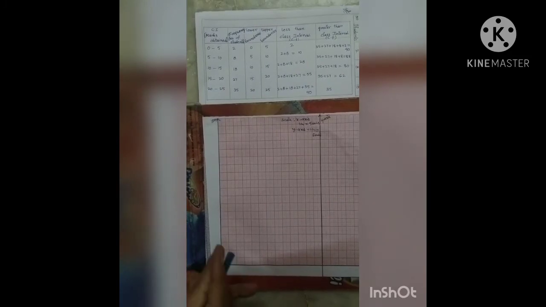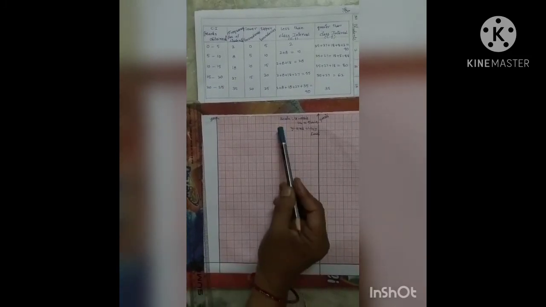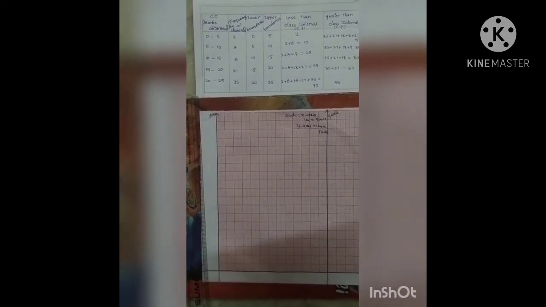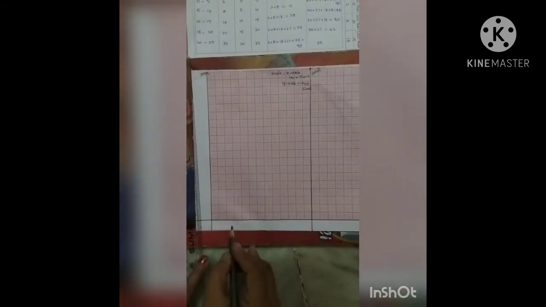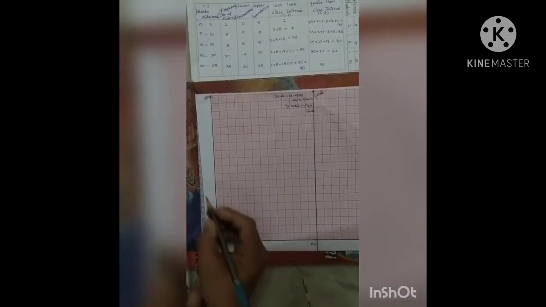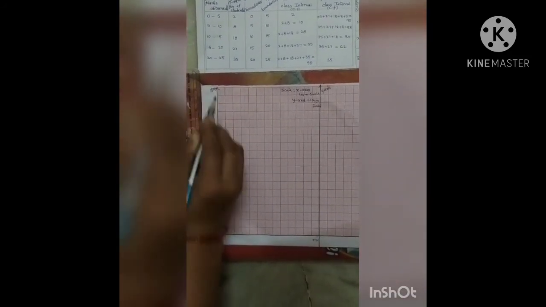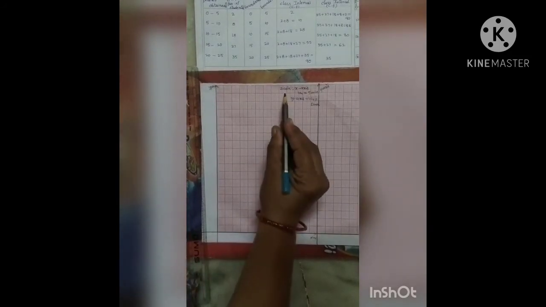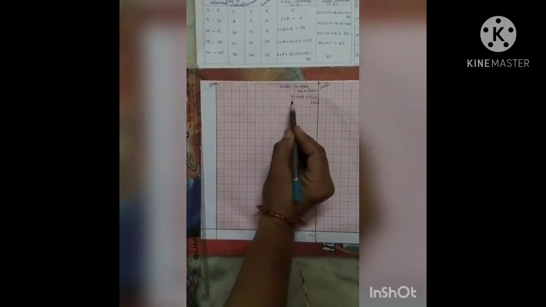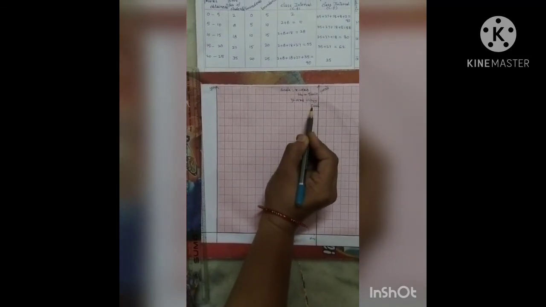Okay children, so in this graph we have to take the x-axis and y-axis. It is the x-axis and it is the y-axis. So here children, first we have to write the scale. X-axis 1 centimeter equals 5 units and y-axis 1 centimeter equals 5 units.